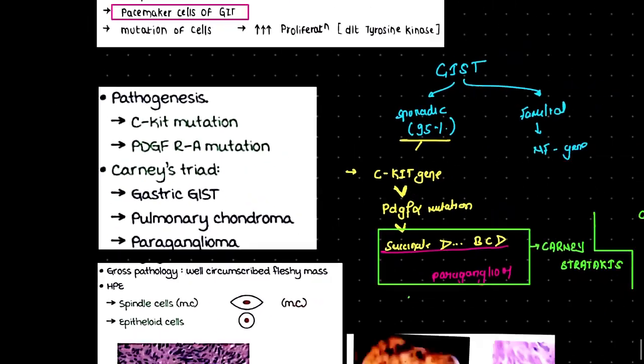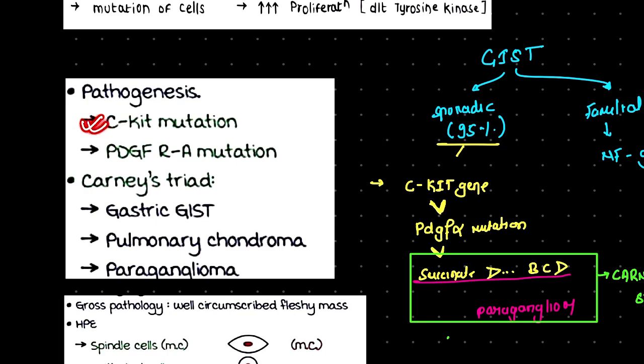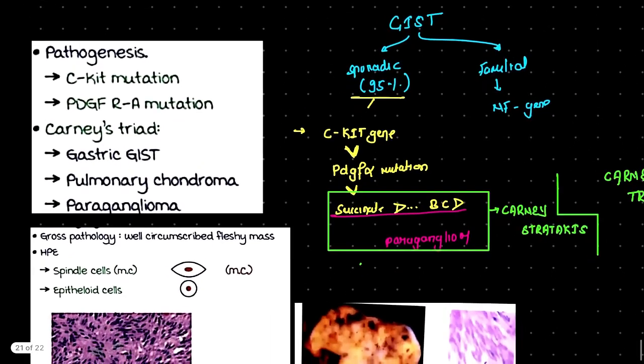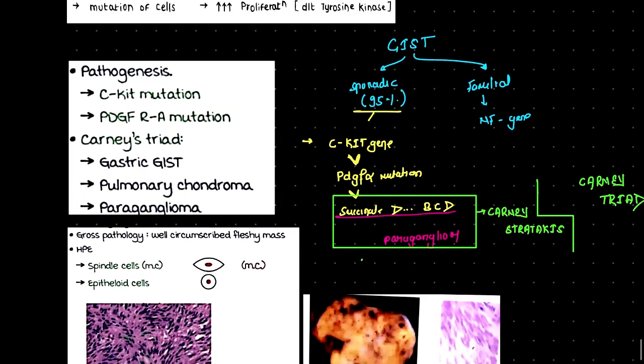Okay, now going toward the content that is written right here. Talking about pathogenesis, it is because of KIT mutation and platelet derived growth factor alpha mutation. Similarly, there is succinate dehydrogenase subtype B, C, D, but it is not mentioned here. It's all right. Another thing is that Carney's triad is mentioned right here, that includes gastric GIST, pulmonary chondroma, and paraganglioma. Yes, we mentioned these things.